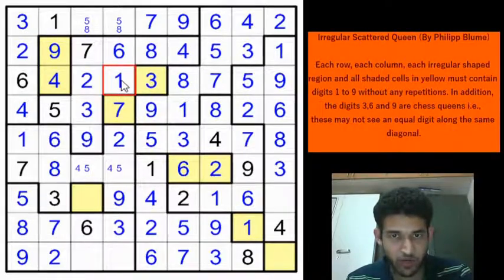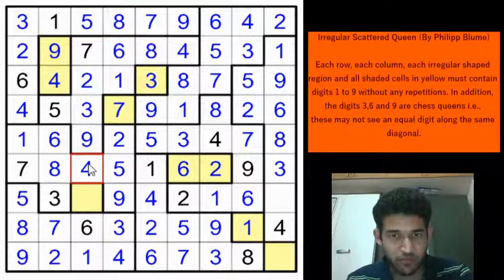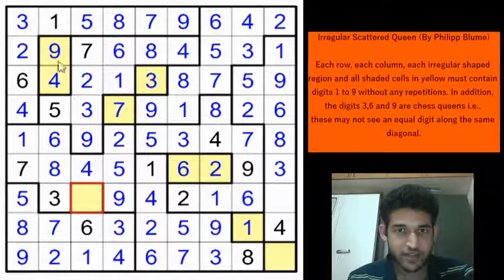1 and 4. But 1 is here. So this will be a 1. This will be a 4 which gives a 4 here. A 5 here. A 5 here and 8 here. And we can complete the column 3 now. Only remaining digit is 8, right?